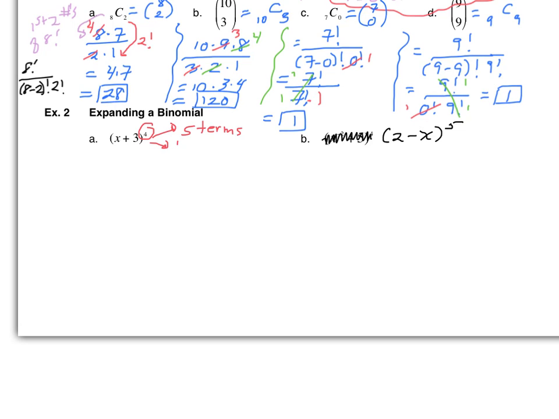So we're going to use the 4th row of Pascal's triangle. Remember, the 4th row of Pascal's triangle, the second number starts with 4. So here we go. Start with your number of blanks. So I've got 5 terms. So 1, 2, 3, 4, 5.